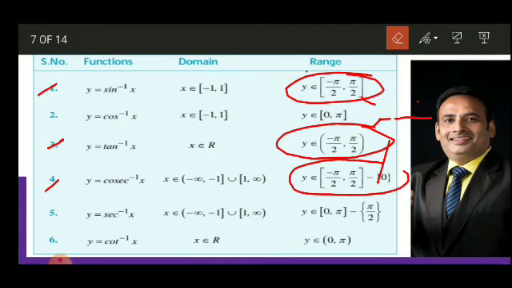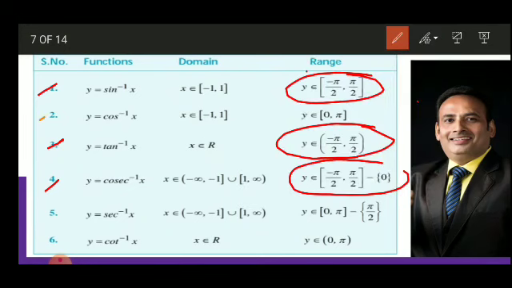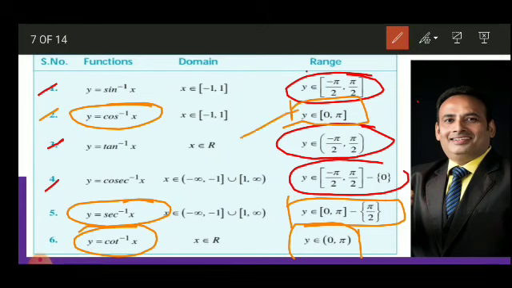Okay, let me erase it because we have to write some more things. Then the rest three functions, what do you see? The rest three functions, that is cos inverse, sec inverse, and cot inverse. These three functions share 0 to pi. Which quadrants do they share? First and second quadrant.